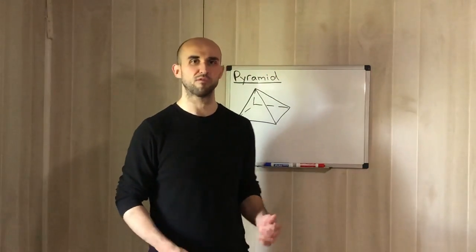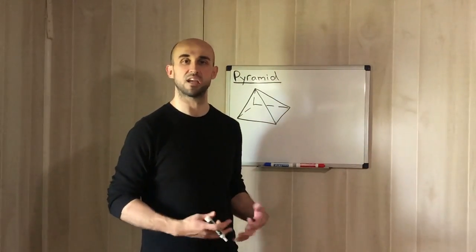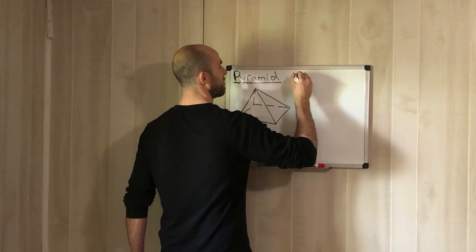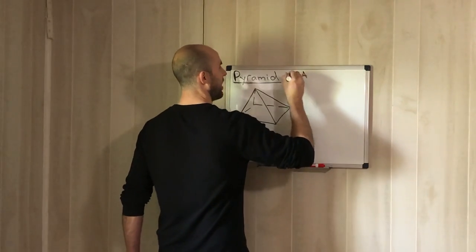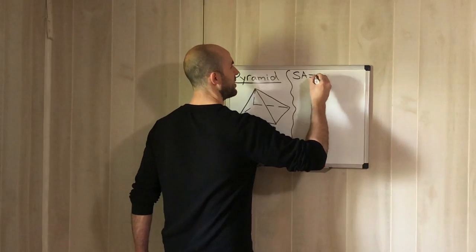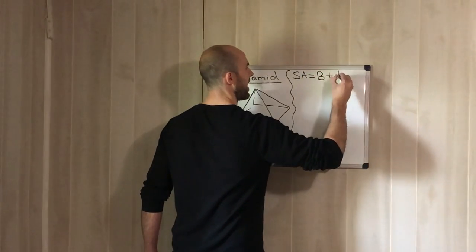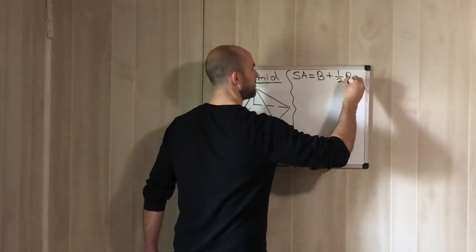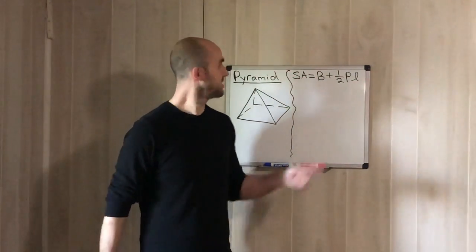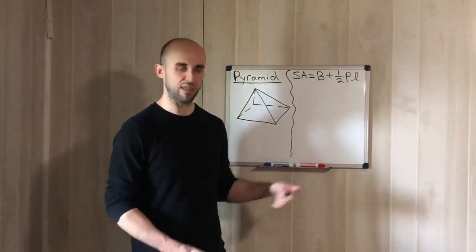Just always remember, the surface area is always how much is on the outside of the figure, and the volume is always how much is on the inside of any three-dimensional figure. So the first thing we're going to find is the surface area of this pyramid. To find the surface area, we have the formula, which is B plus one half P L. Again, remember, B represents the area of the base, P represents the perimeter of the base, and L represents the length of the pyramid.